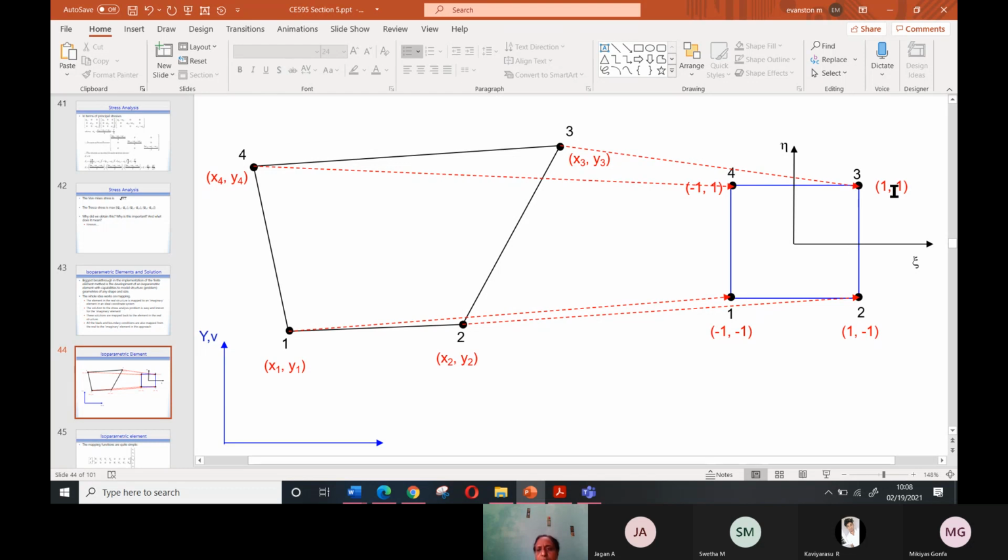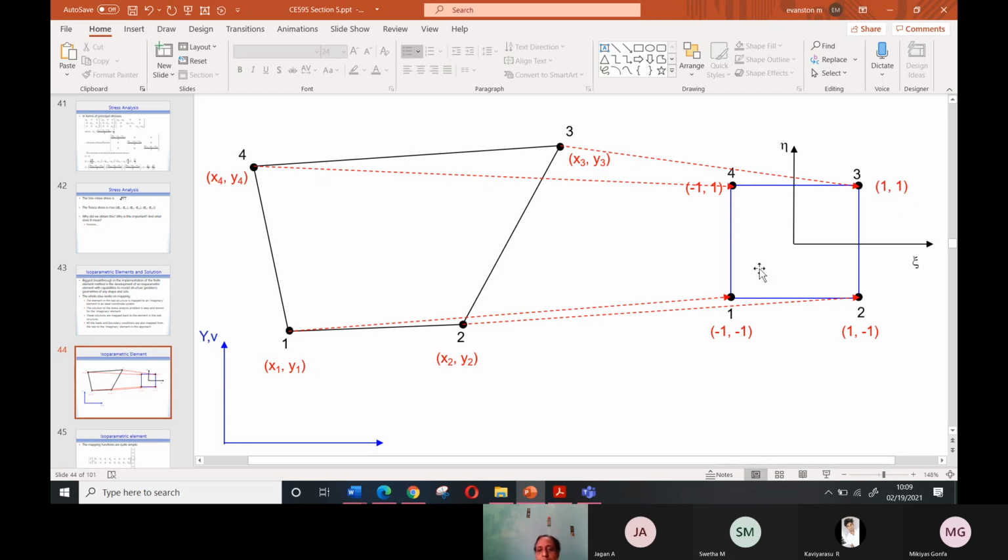The coordinates vary from +1 to -1, and here we use the x-axis as x and the y-axis as y. There we note it as xi and eta. So xi is the positive x-axis, and eta is the positive y-axis. Suppose you take node number 3, it is in the positive x direction, so +1, and the positive y direction.